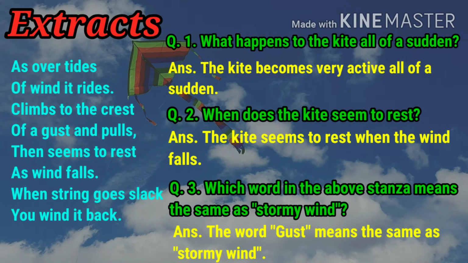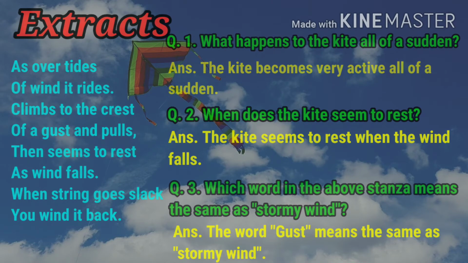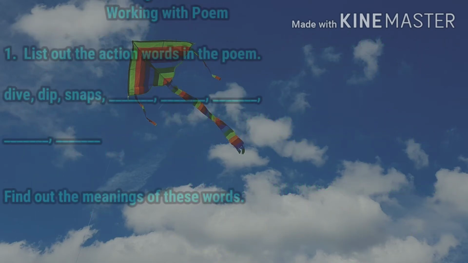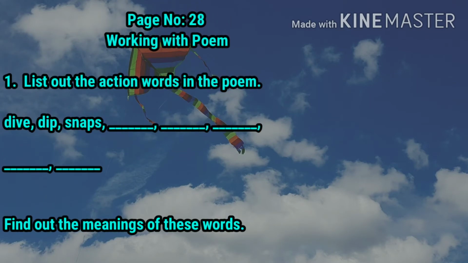So now we'll do back exercises of this poem, and there are 2 back exercises. The first exercise is given on page number 28, and here you have to list out the action words in the poem. 3 words are already given, that is dive, dip and snaps, and you have to add 5 more. But before doing this exercise, let me ask you a very simple question. Do you know about action words? Yes, we have done it earlier also in previous classes, but before starting this, let's discuss it once more.